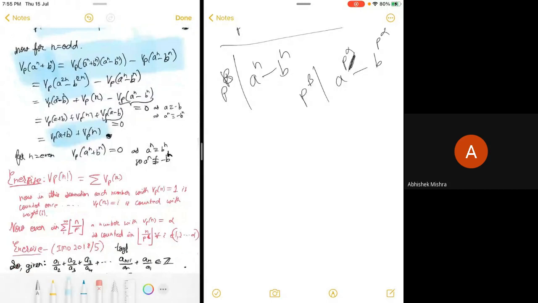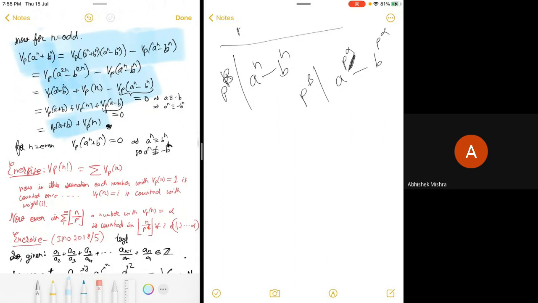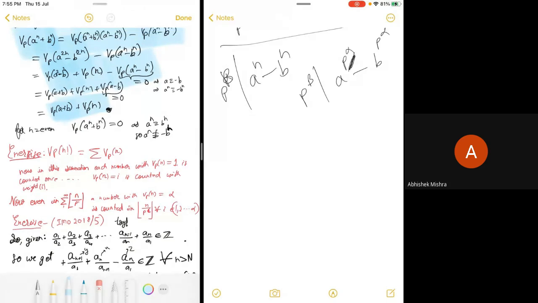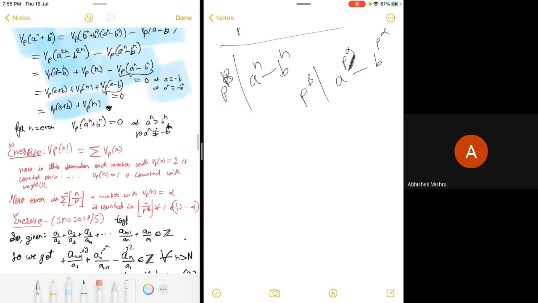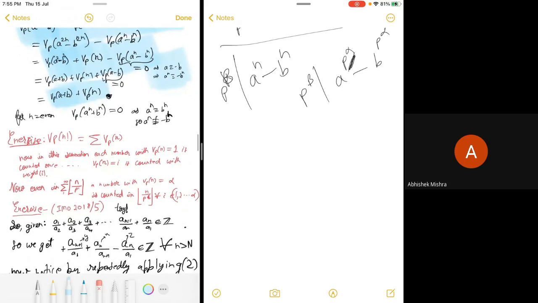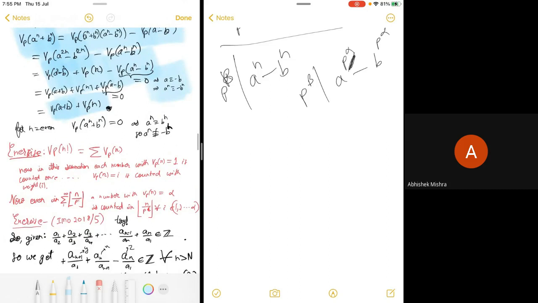So this becomes Vp of a square minus b square plus Vp of n plus Vp of a to the n minus b to the n minus Vp of this. But Vp of a to the n minus b to the n is 0, that is just standard, and Vp of a minus b is also 0 by the same method. So we get this.